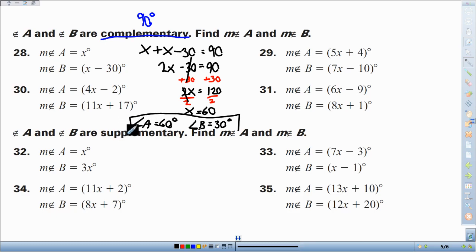By the way, if you're doing this work on the worksheet, you might need to use the side of it or maybe even a separate sheet of paper to show this work. They don't give you probably enough room.